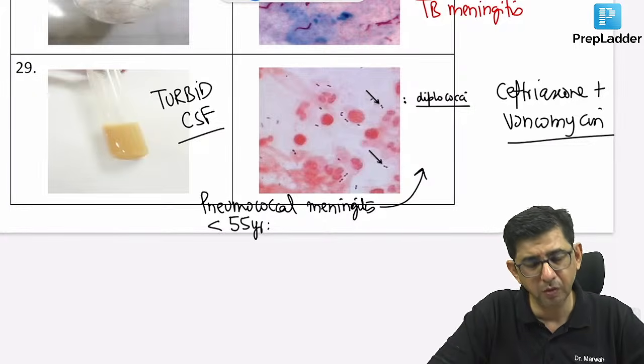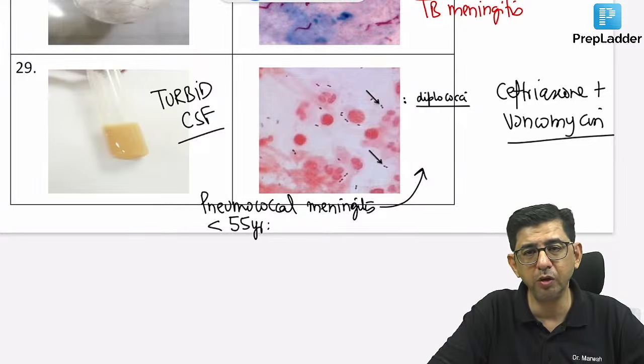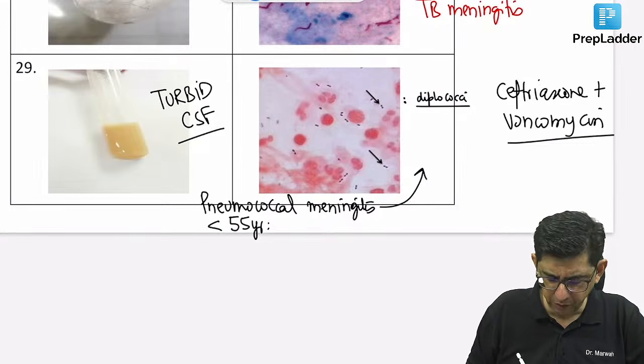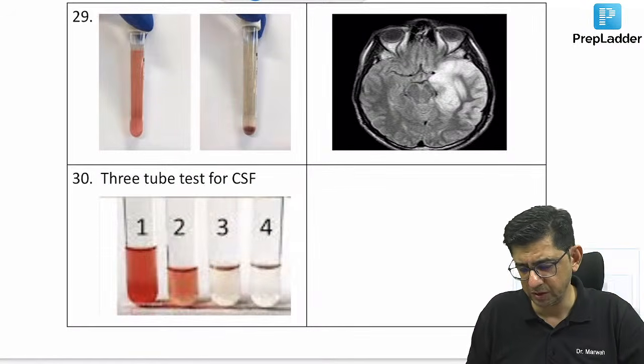And if the age of the patient is more than 55, then we need to give additional coverage with ampicillin, because lots of times Listeria monocytogenes can be present as well. So the answer is vancomycin and ceftriaxone. I had very good answers here. And ampicillin for old age or alcoholism if added in a question. Okay.